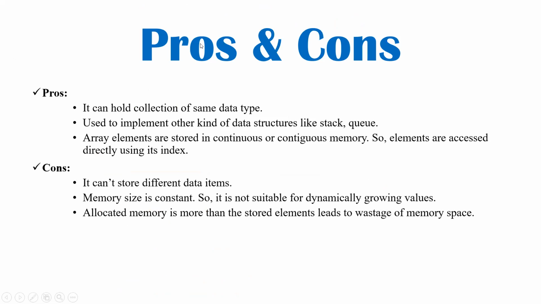So what are the advantages and disadvantages of an array? With an array, we can store multiple data items, but they should be of the same type. We can use an array to implement other data structures like stack, queue, and tree. These kinds of data structures are implemented using arrays. The array elements are stored in contiguous memory locations, and they are accessed randomly using their index. So if I want to access the fifth element, I can access it directly, array of 4 will give the fifth element. So I can access randomly.